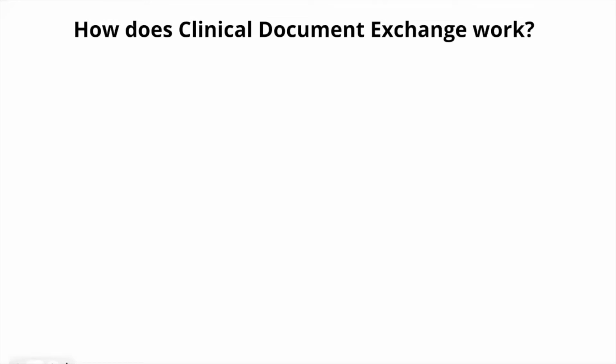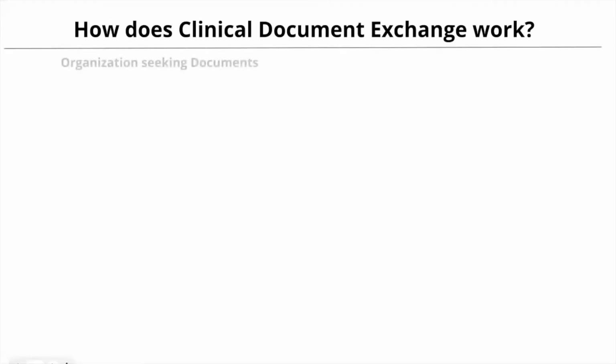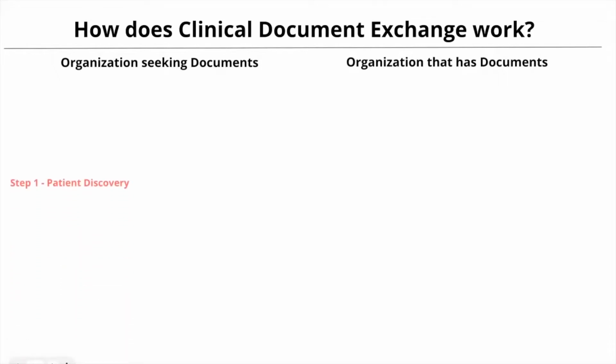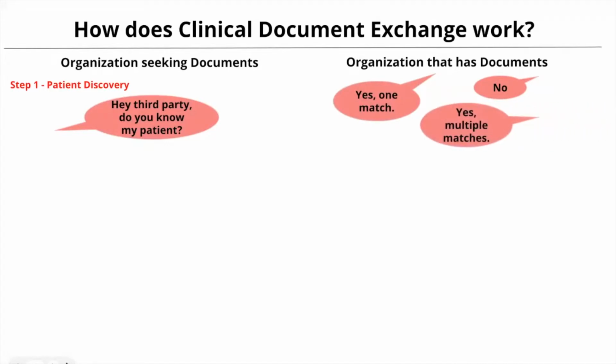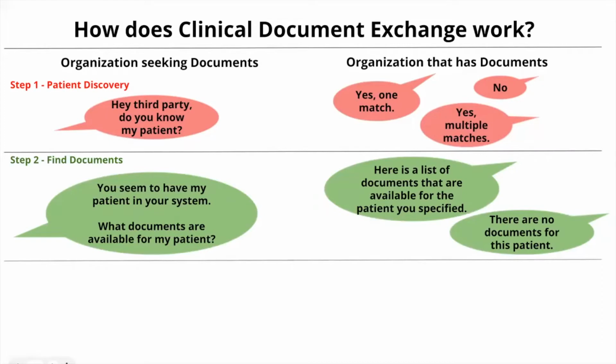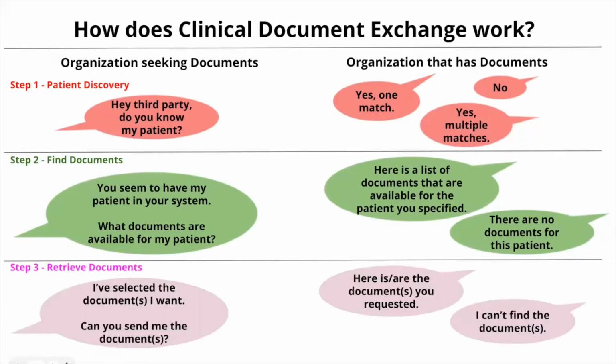There are 3 steps that make up clinical document exchange. The first step is patient discovery. Through PCC EHR, the user at the practice will query a third party to see if they have records on a specific patient. In step 2, we'll locate the documents. If the patient exists in the third party system, we'll take a look to see what documents are available for that patient. In step 3, we'll retrieve those documents, and the user will select the documents that they want to retrieve from the third party.